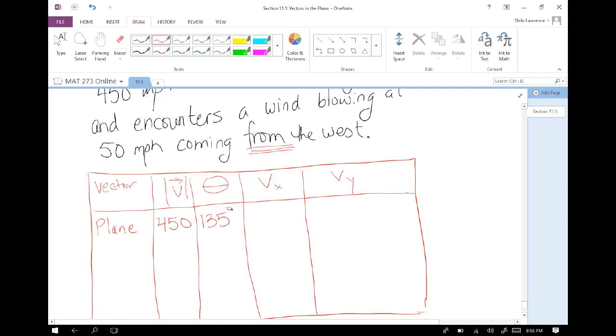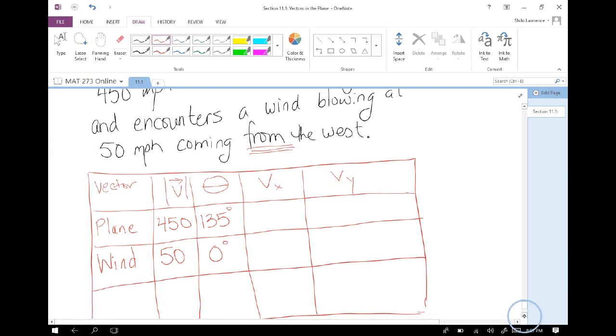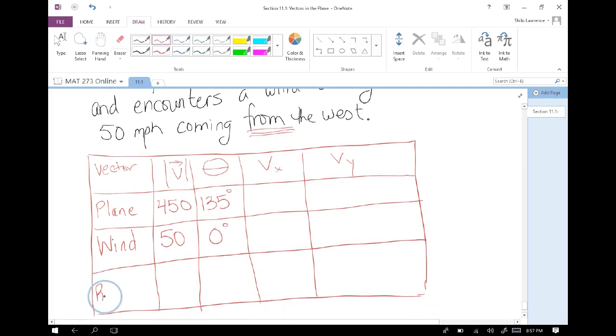And I'm just using standard position angles, like we learned in trigonometry class. We also have a wind. It's got a magnitude of 50 miles per hour. It's coming from the west, which is 180 degrees, which means our vector is actually going to the east, which is 0 degrees. And our goal is to combine these. And when you combine vectors, the answer is called the resultant.